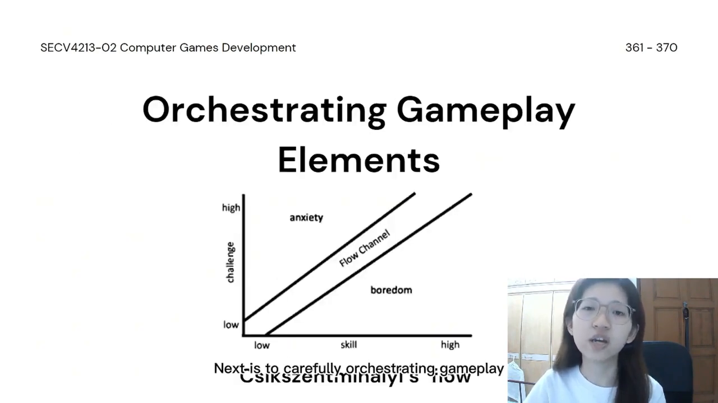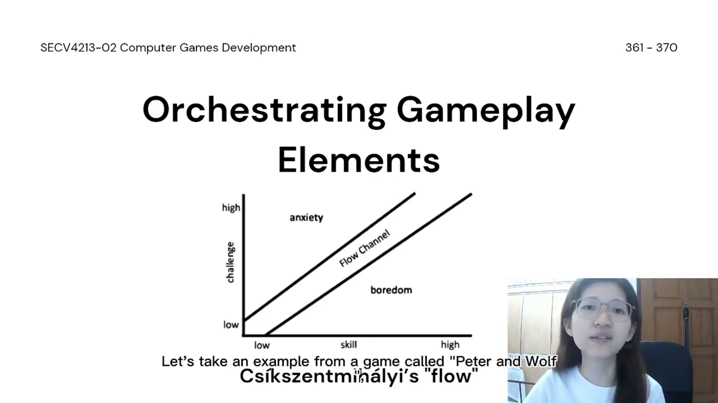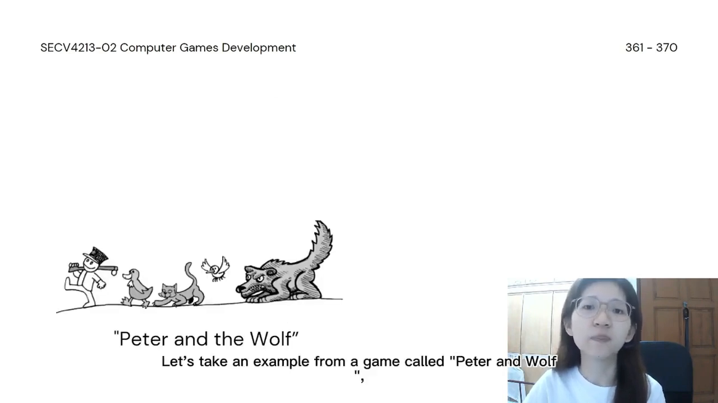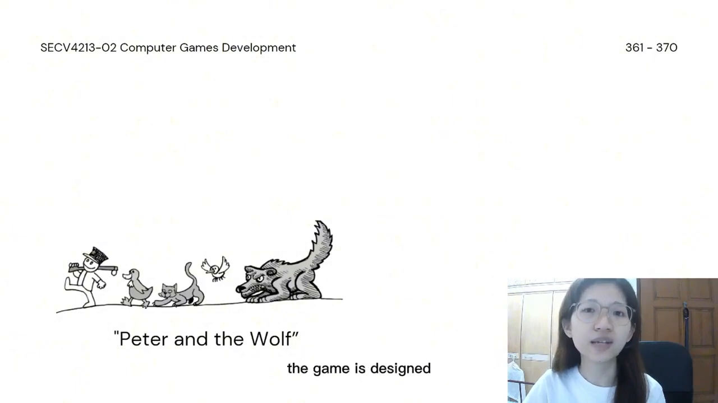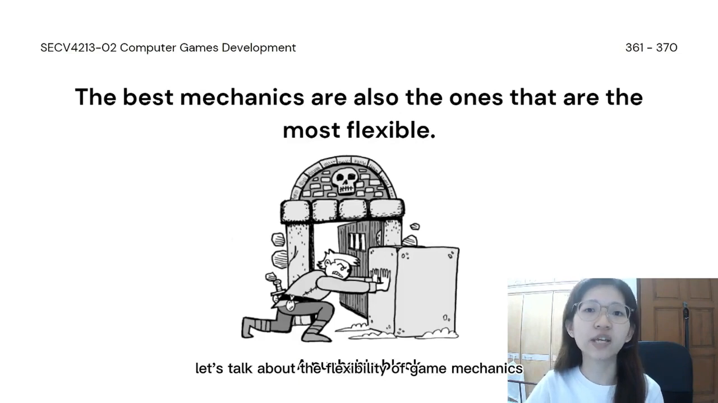Next is to carefully orchestrate gameplay elements to balance the flow between anxiety and boredom in the gameplay, meaning that we must carefully orchestrate hazards, enemies, and challenges to achieve a rhythm that keeps players engaged. Let's take an example from a game called Peter and the Wolf. The game is designed to start with basic challenges and gradually introduce mechanics and hazards, which makes the flow control very well. Finally, let's talk about the flexibility of game mechanics.